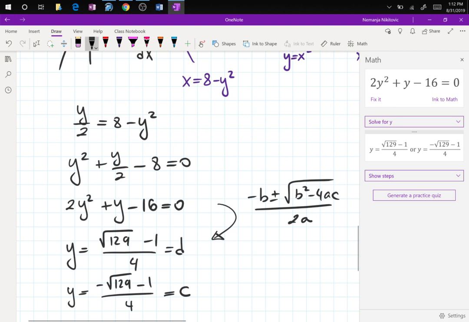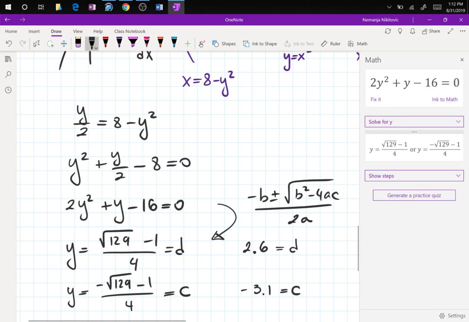Now, I would like to know the decimal values for this. Is there anyone who actually invested time to do this? 2.59 for the positive one. 2.59, thank you. I'll call that 2.6. How about that? So that's our D. And negative 3.089 for the other, so 3.1 for the C.